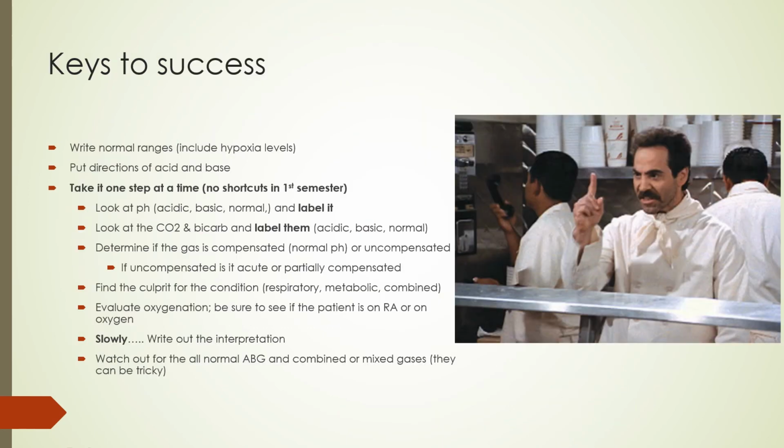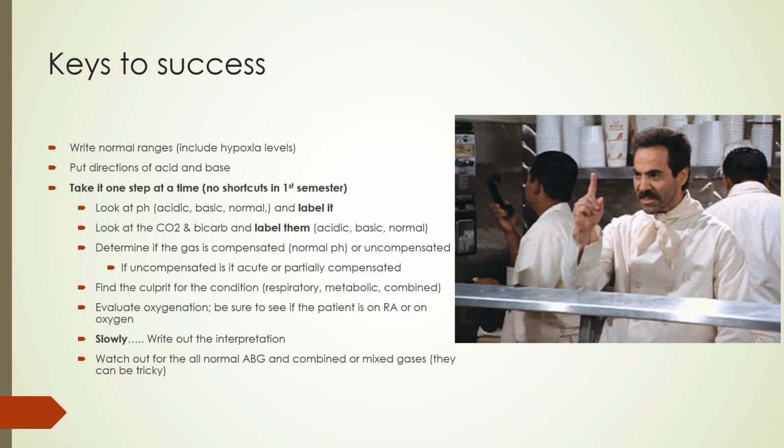So here are my keys to success, right? Obviously, I want you guys to practice labeling blood gases. I'll try to load some worksheets on there for you as well. So the big thing here is to write up the normal ranges, like the hypoxemia levels for both on oxygen as well as on and off oxygen. So that makes sure that you got those levels correct.